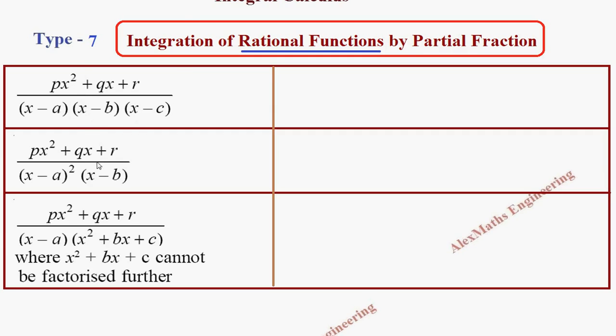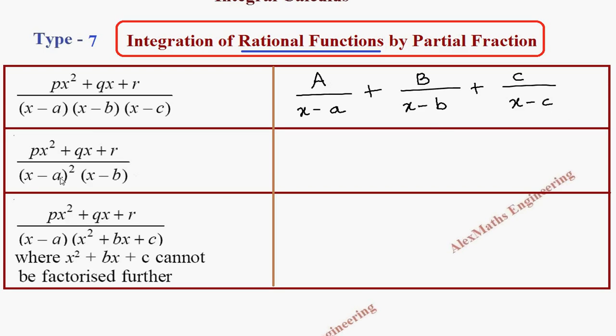We have three basic rules for using partial fractions. Suppose the denominators are converted into factors and we see all are different factors. In the first expression, we have x minus a, x minus b, x minus c. All three are different factors. So when we have different factors, the rule is we take a constant a divided by the first factor x minus a, plus constant b divided by the second factor x minus b, and constant c divided by the third factor x minus c. So when all three factors are different, we write a by the first factor plus b by the second factor plus c by the third factor.